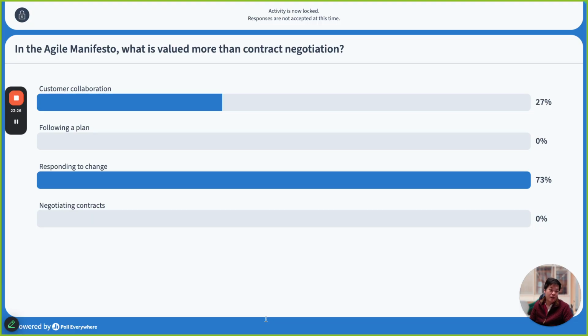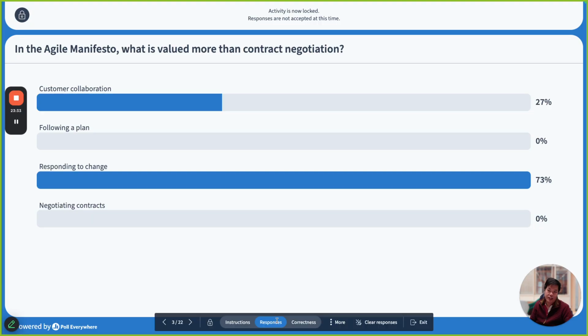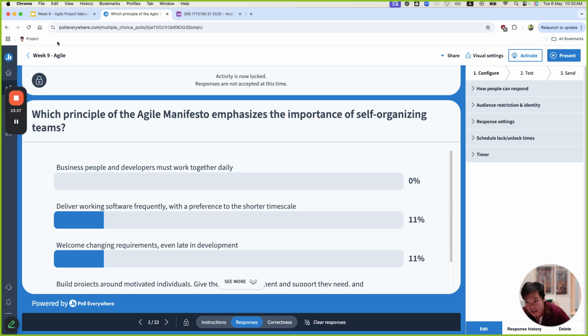So we got two separate answers here. Responding to change, rather than contract negotiation or customer collaboration. Let's take a look at the answer.